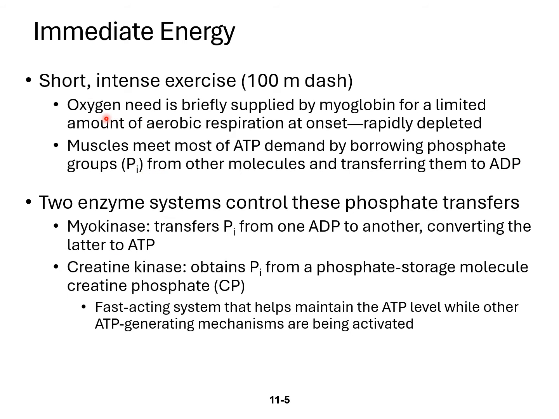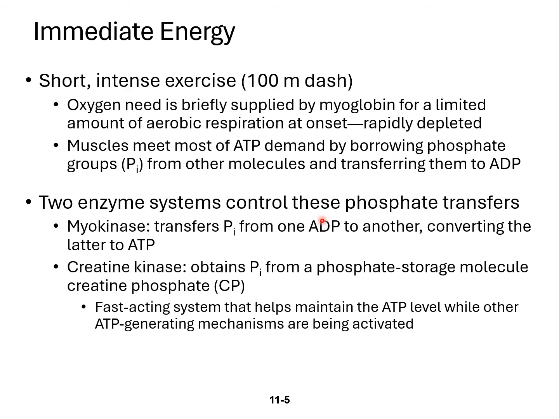So take short, intense exercise, like a 100-meter dash. Oxygen is needed and briefly supplied by myoglobin for a limited amount of aerobic respiration at the onset. But because you're using the oxygen quicker than it can be replenished, muscles meet most of the ATP demand by borrowing phosphate groups from other molecules and transferring them to ADP. That's the phosphate transfer, where you're making ADP into ATP.